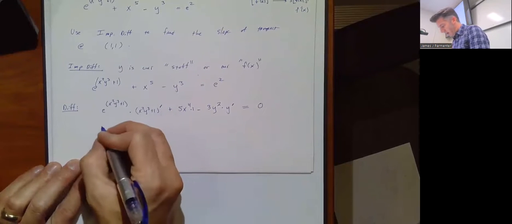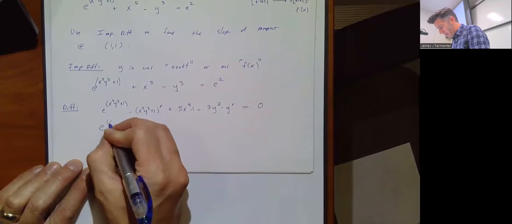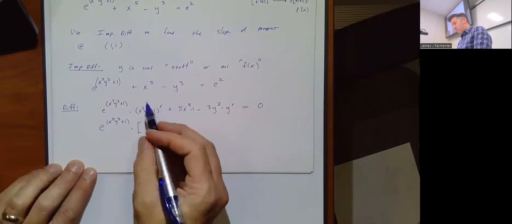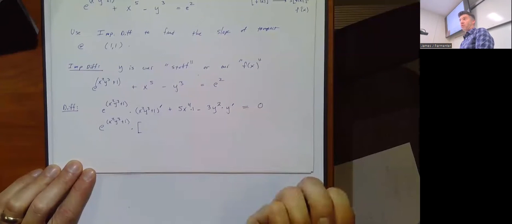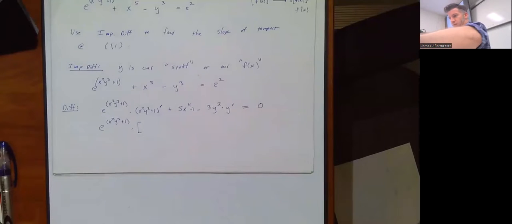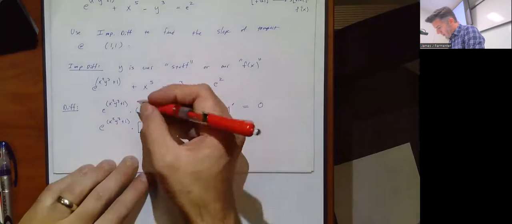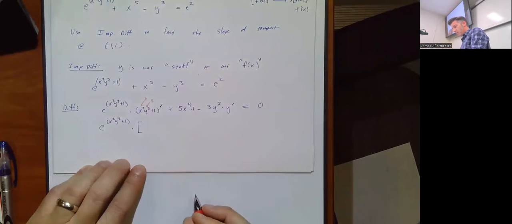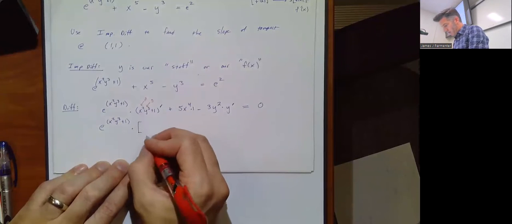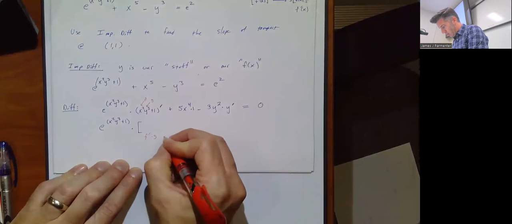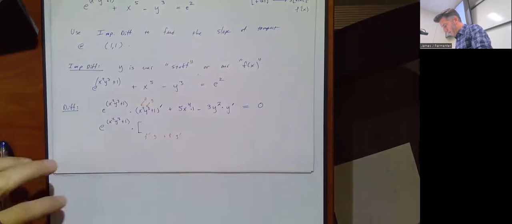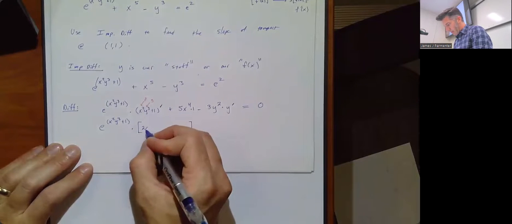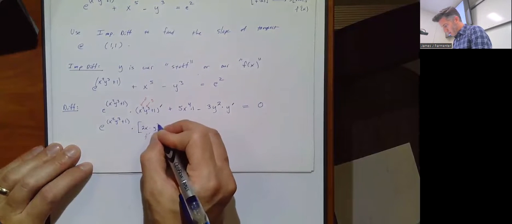I didn't do that first. Let's go back here. So this is going to be e to the x squared y cubed plus 1 times, all right, to take the derivative of x squared times y cubed, I'm going to use the product rule. So I'm thinking of x squared as my f, y cubed as my g. So I'm going to get f prime times g plus f times g prime. So let's see here. The derivative of x squared is 2x. Leave the y cubed alone.